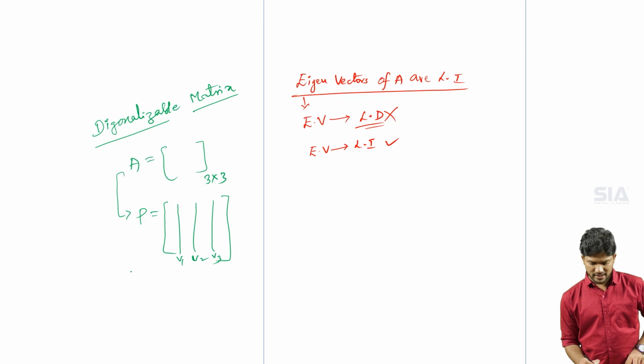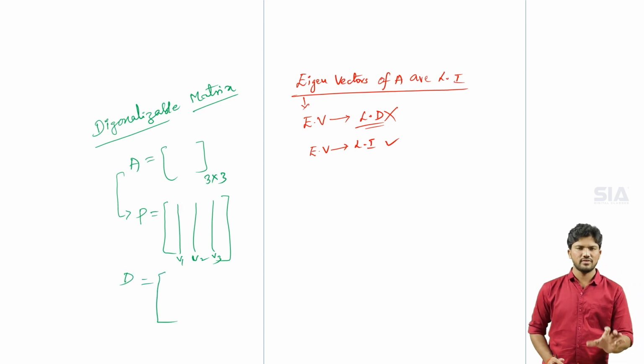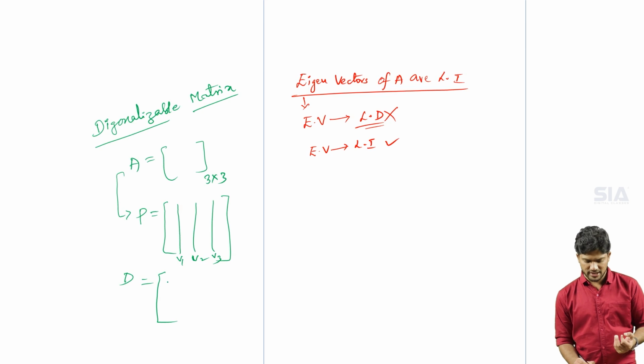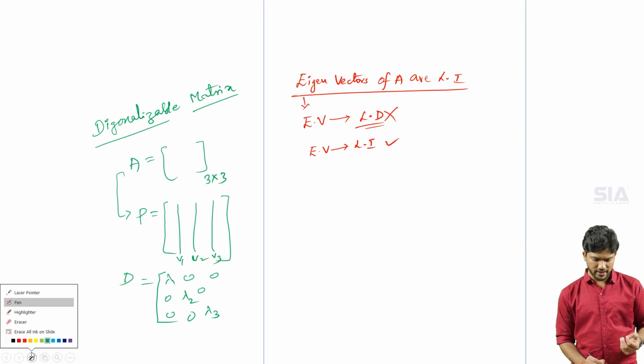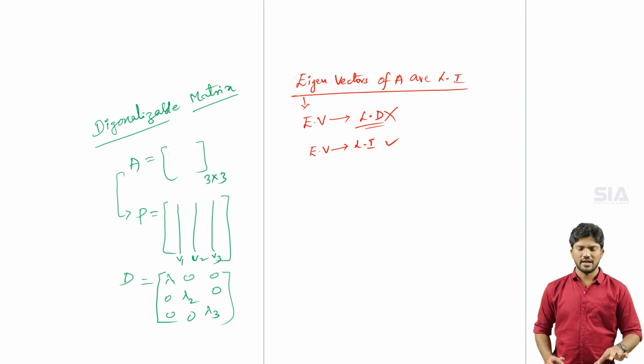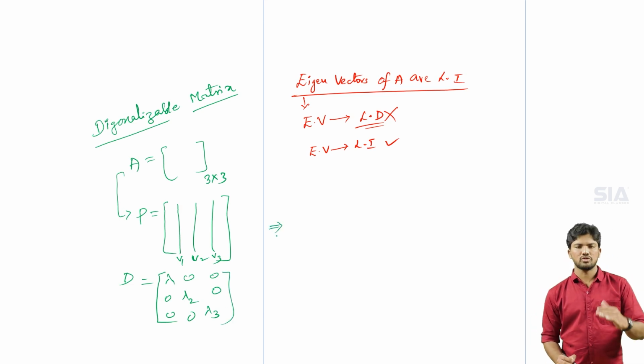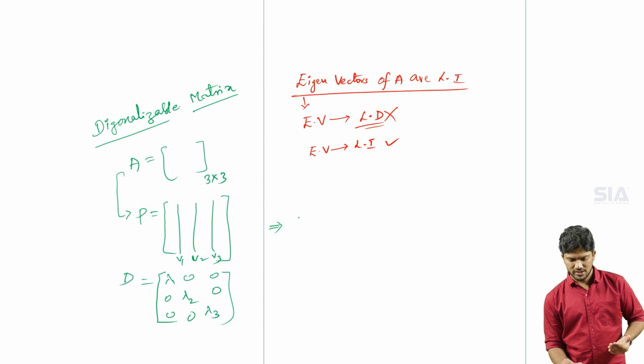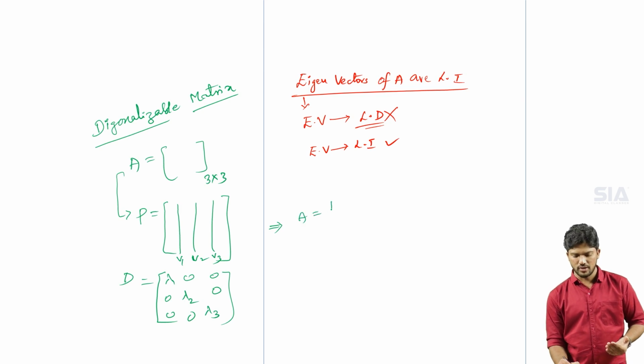After that, capital D: first we can find the eigenvalues only. Those eigenvalues are the diagonal entries of the matrix D, and the remaining entries should become 0. In this format we can make capital P and capital D. After getting capital P and capital D, we can apply the property to prove that capital A is diagonalizable. So directly apply the formula A is equal to P into D into P inverse.